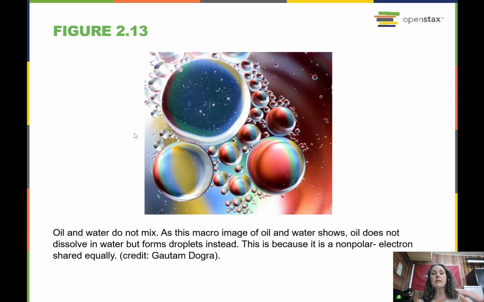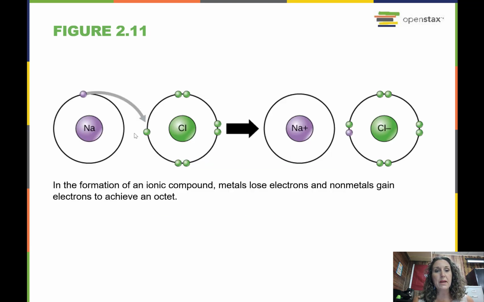Oil and water don't mix because oil is nonpolar. In other words, it does not have any attraction to the water. So oil and water cannot mix. So another type of bonding is ionic bonding.